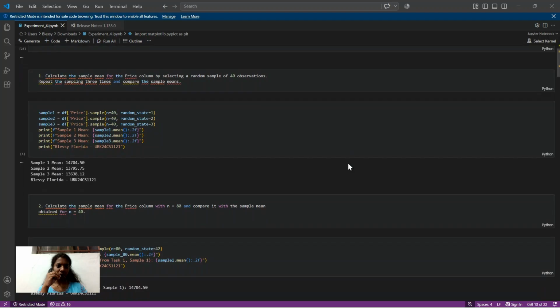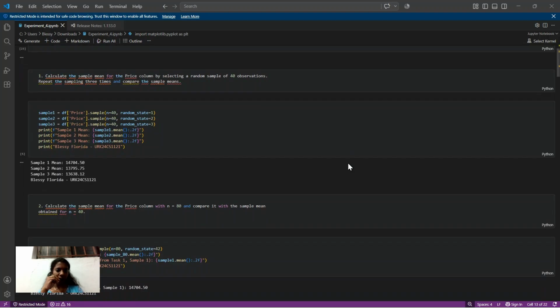Since we are going to take the price column, we have given price in the particular mean, and then we have taken the mean value for sample 1, sample 2, and sample 3. The next question is to calculate the sample mean for the price column with n equal to 80 and compare it with the sample mean obtained for n equal to 40. So we have given n equal to 80 and random state 42. Since we need 40 values, we have taken the sample mean with n equal to 80 and n equal to 40.